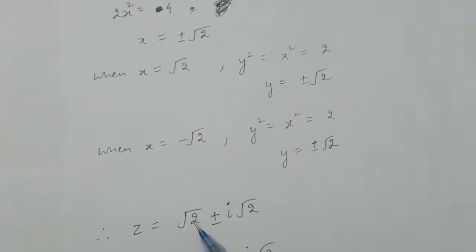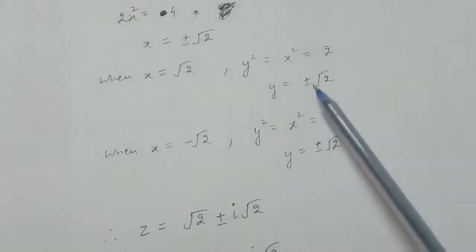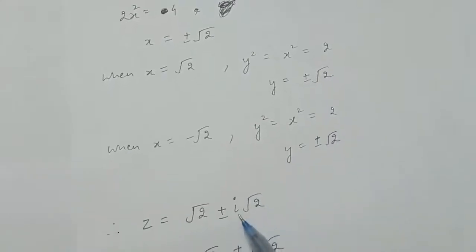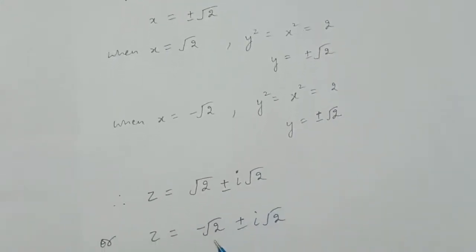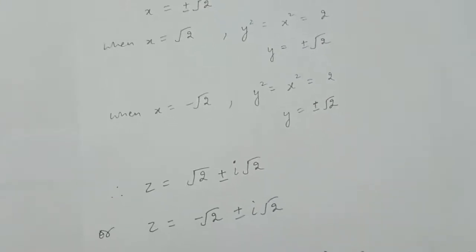So z will be, when x is root 2, then y is plus minus root 2 iota, and when x is minus root 2, then also y is plus minus root 2 into iota, right?